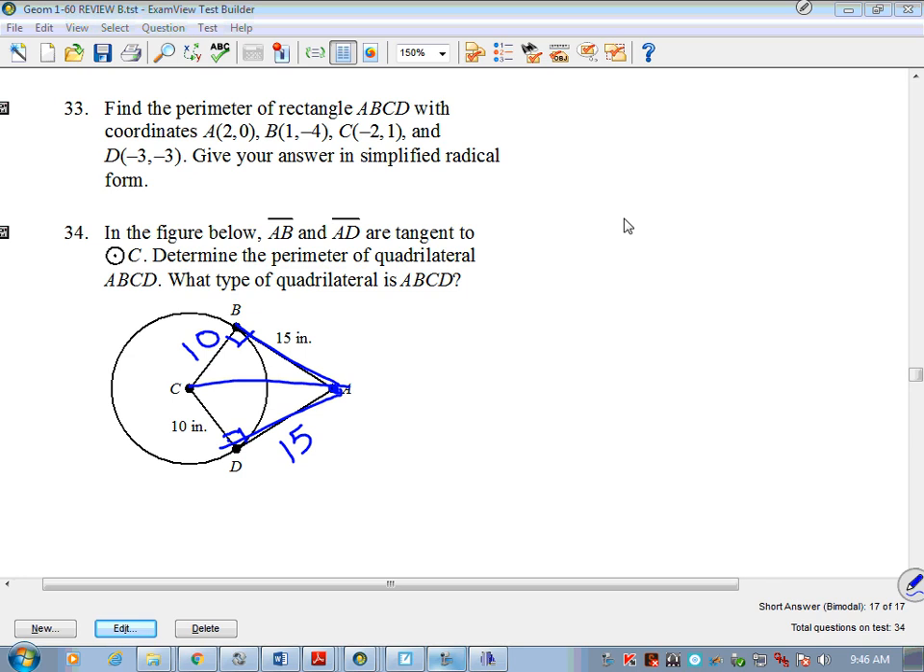And they ask me, what is the perimeter? So we're taking 10 plus 10, which is 20, 15 and 15 is 30, so we get 50 inches, and we get a kite.